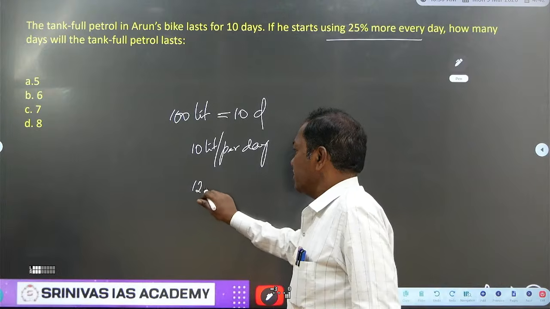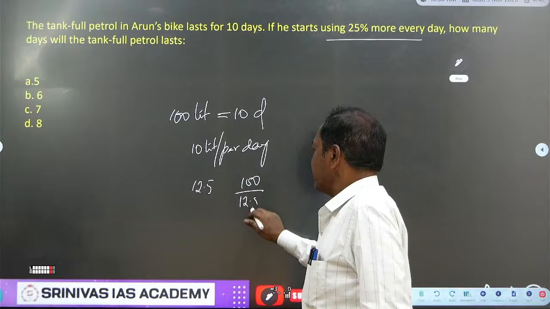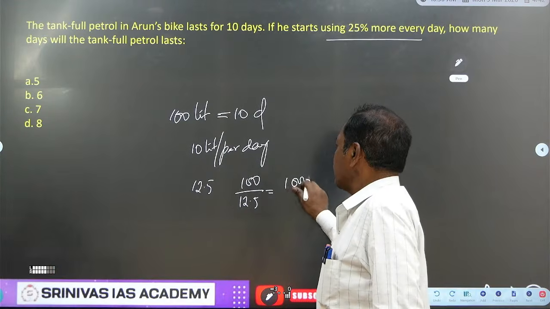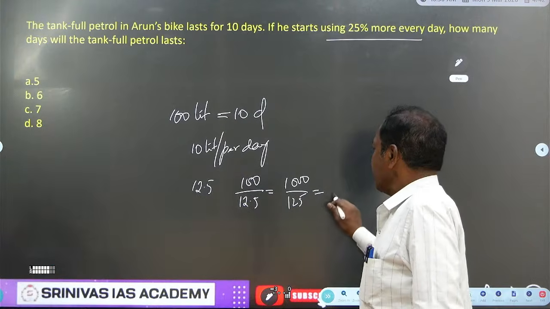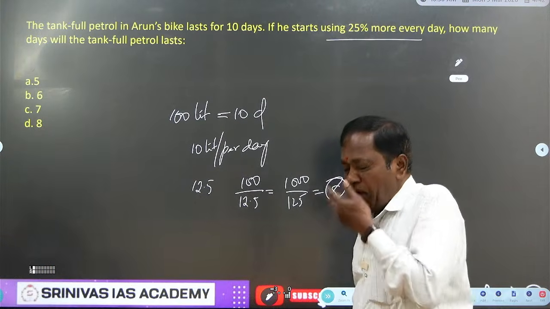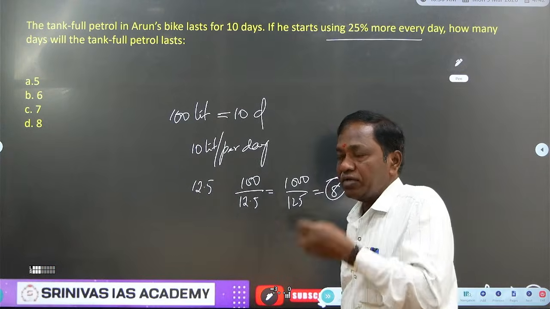12.5 liters. Yes. So 100 divided by 12.5. A decimal is there, so make it 1000 by 125. 1000 is a multiple of 125. 8 days. 8 days will be used. That's right.